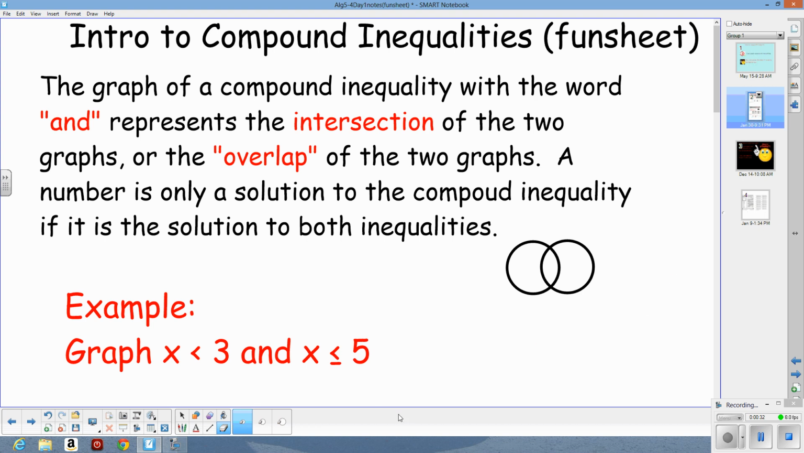If you were to think of this like Venn diagrams, if all the numbers in this yellow circle are solutions to the first inequality, and all the numbers in this blue circle are solutions to the second one, the intersection of the two inequalities is the green part in the middle. Those are the numbers that are in both, or a solution to both the inequalities. That's what we're going to look for when we graph the compound inequalities with the word "and." We're looking for the overlap. It would be like the green part in this Venn diagram.